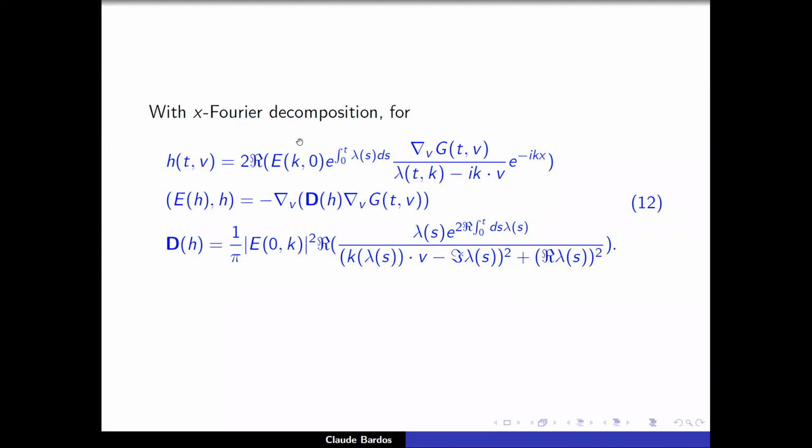And to have lambda, I call it lambda of s, and I will assume that g of t moves slowly with time, and that lambda of t is a simple eigenvalue of the dispersion relation. So let's say lambda of t is an eigenvalue of the dispersion for g of t.